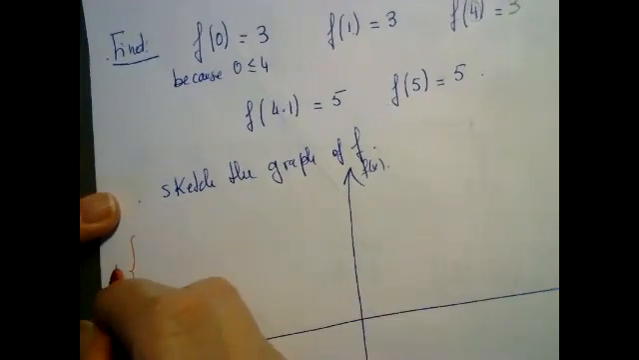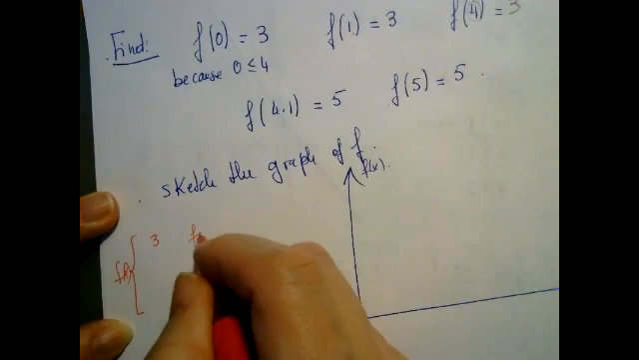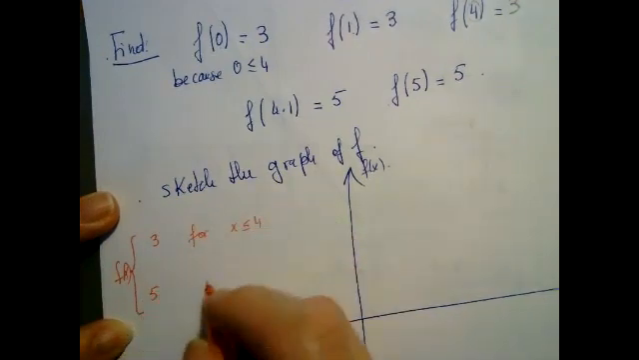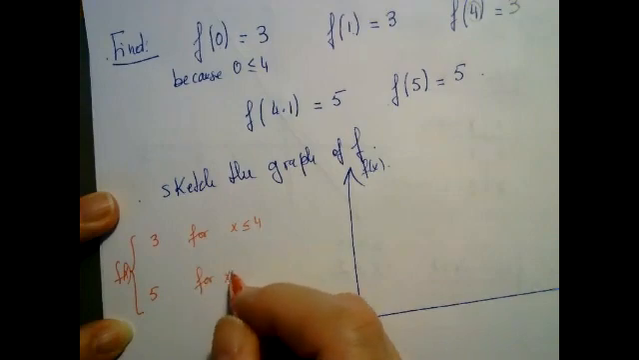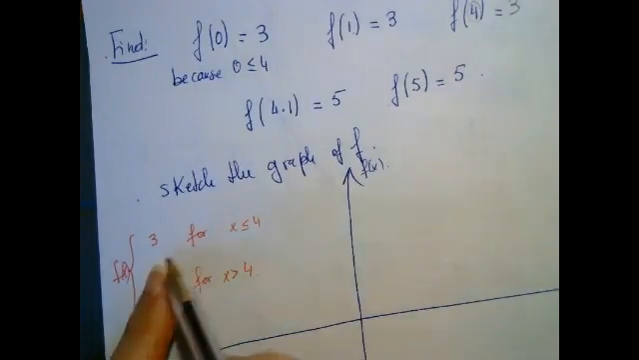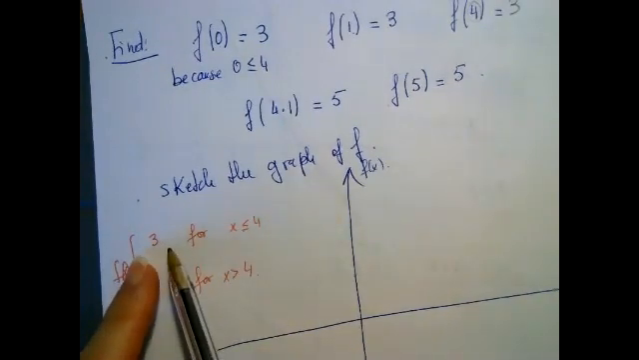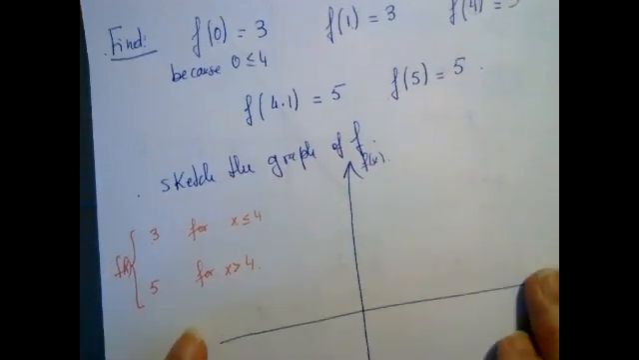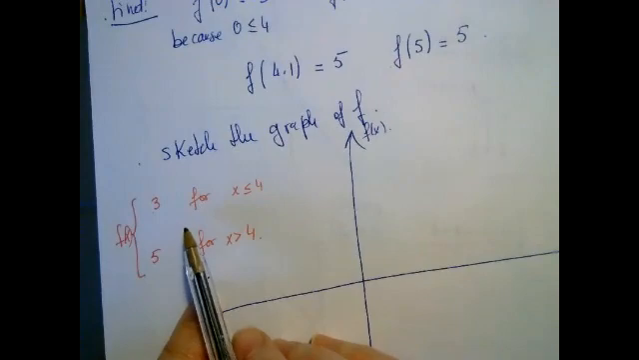So that's my function. F of x is 3 for x if x is less or equal to 4, and 5 when x is strictly bigger than 4. So this is really my rule. So how do we sketch that? It means I want to sketch all the points that satisfy the rule. Okay. The way we're going to sketch is like this.